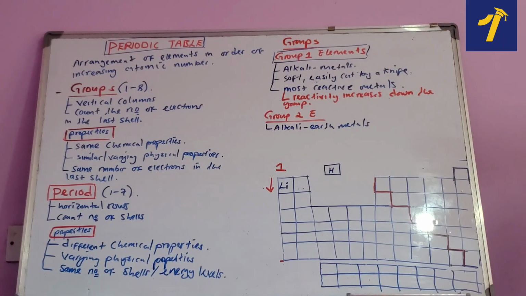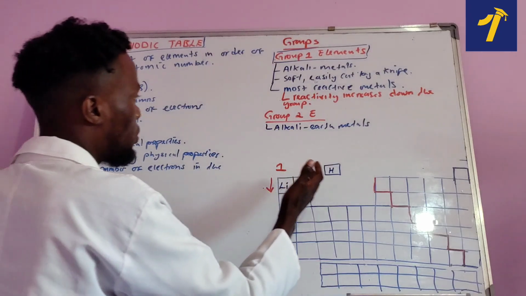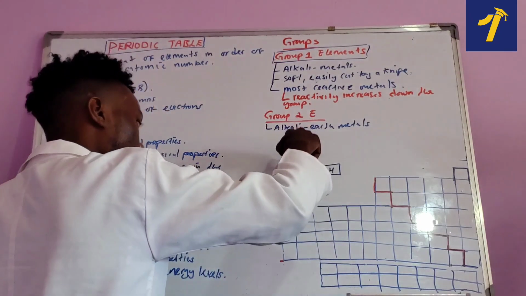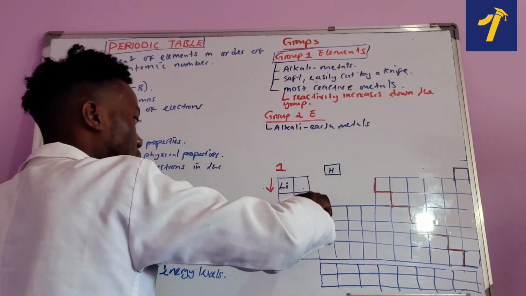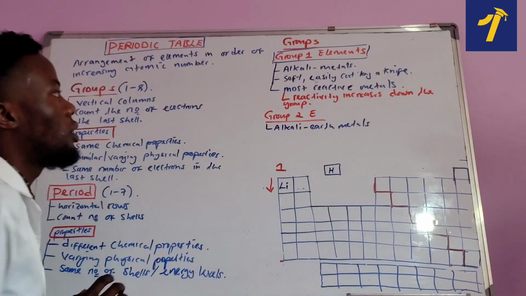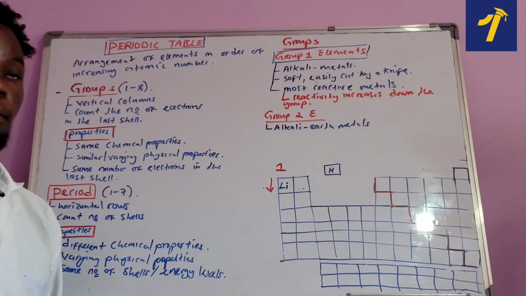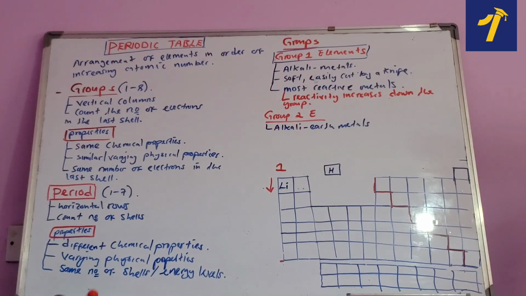Okay, and also if you look at the reactivity series for group 2 elements as well, it increases as you go down the group. It's just the same thing compared to what? Group 1. Okay, very important concept.